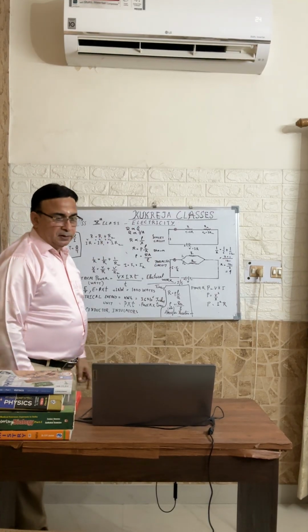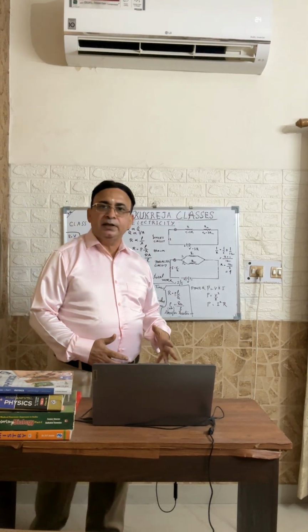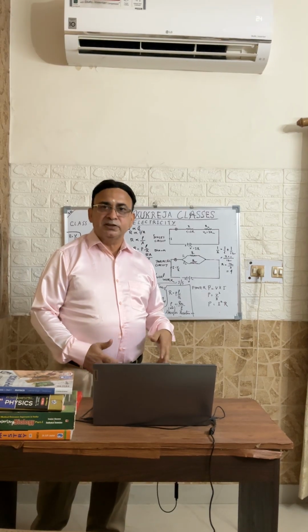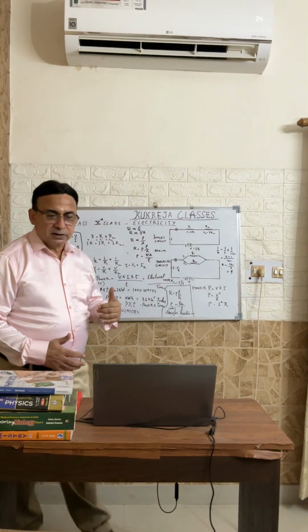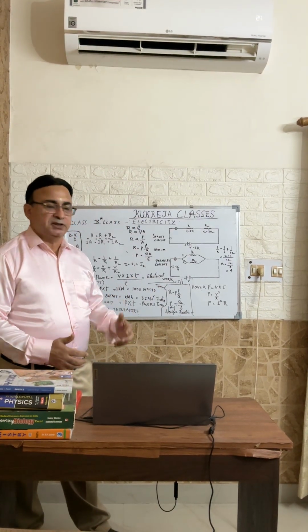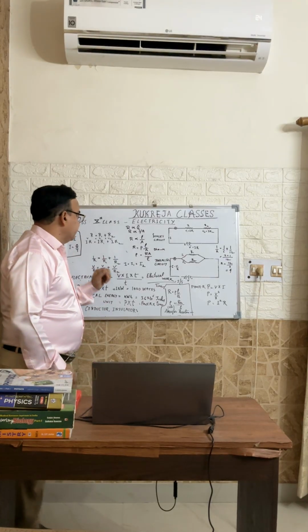This means the resultant resistance in the series circuit is the sum of the individual resistances. So this way we get the formula.